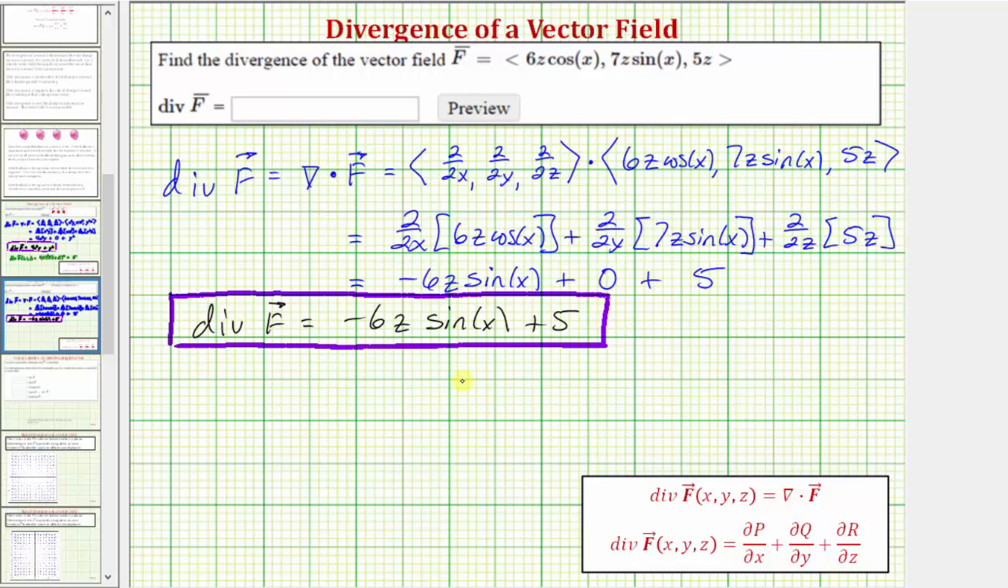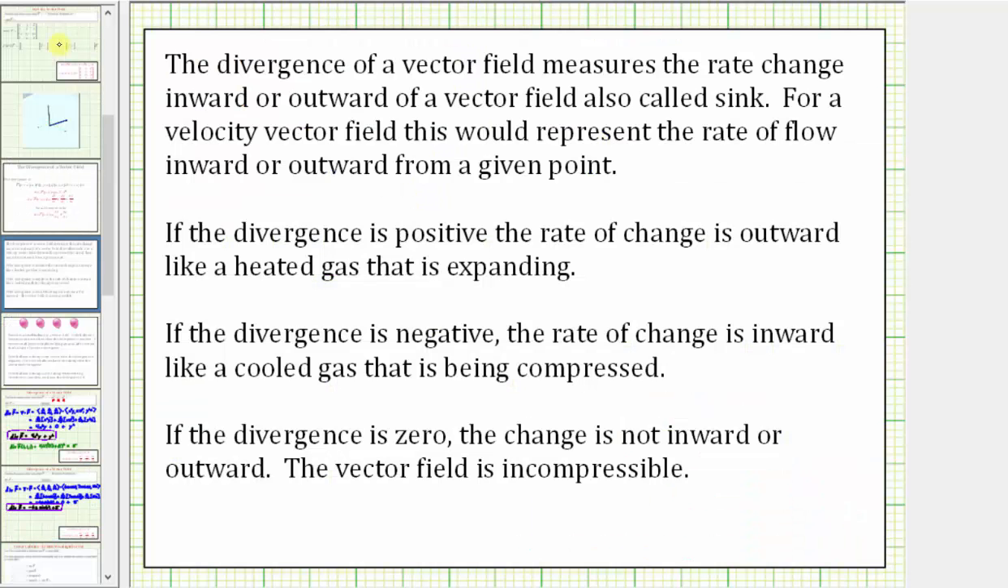Now let's briefly talk about what this tells us about the vector field f. The divergence of a vector field measures the rate of change inward or outward of a vector field, also called a sink. So for a velocity vector field, this would represent the rate of flow inward or outward from a given point. If the divergence is positive, the rate of change is outward, like a heated gas that is expanding. If the divergence is negative, the rate of change is inward, like a cooled gas that is being compressed. If the divergence is 0, the change is not inward or outward. The vector field is called incompressible.